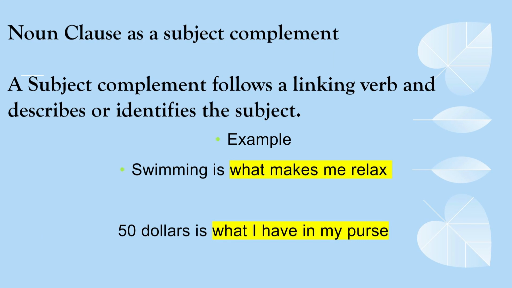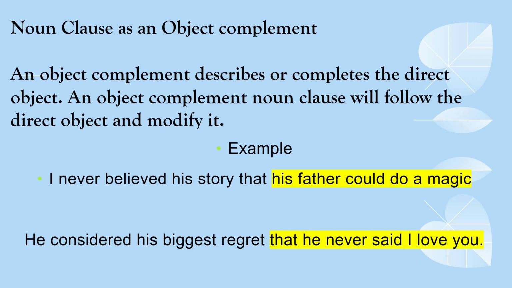Number 5. Noun clause as a subject complement. A subject complement follows a linking verb and describes or identifies the subject. Example, swimming is what makes me relax. $50 is what I have in my purse. In these sentences, what makes me relax and what I have in my purse are the noun clauses.